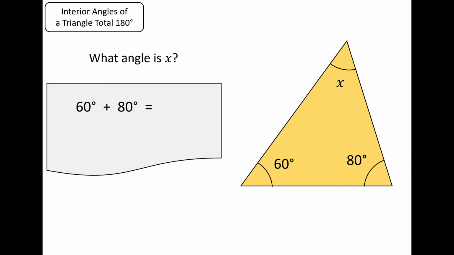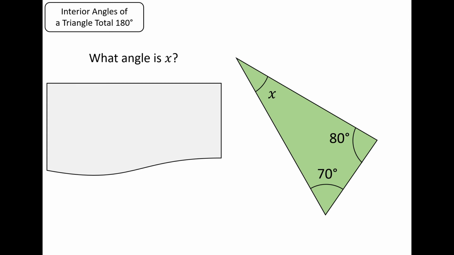So with this one, the first thing you could do is 60 plus 80, which will give you 140. And then to find our unknown angle, use our fact that angles in a triangle must add up to 180, or interior angles. 180 minus 140 will give us 40. So x will equal 40 degrees.